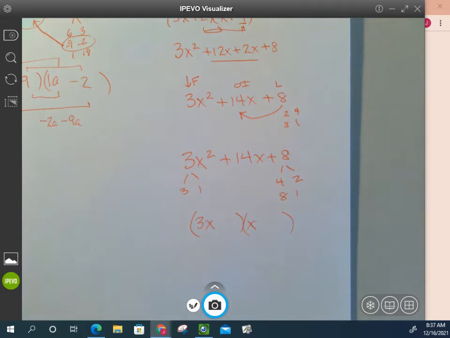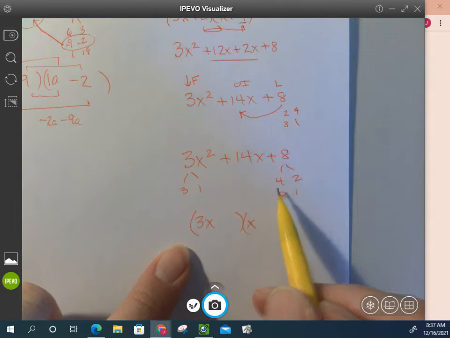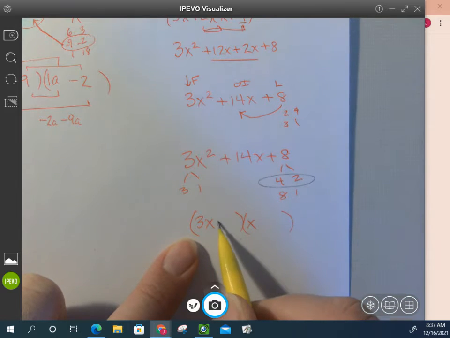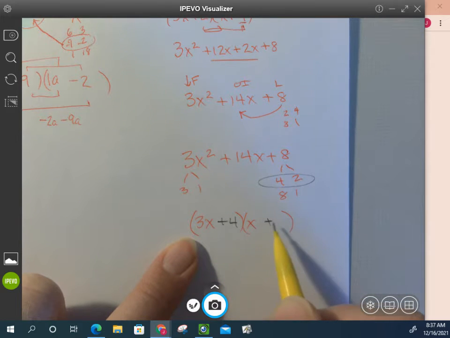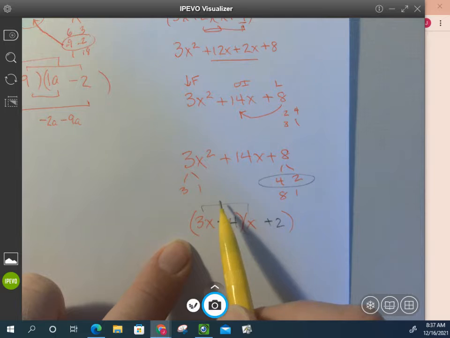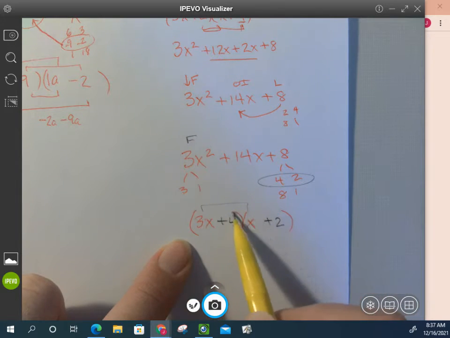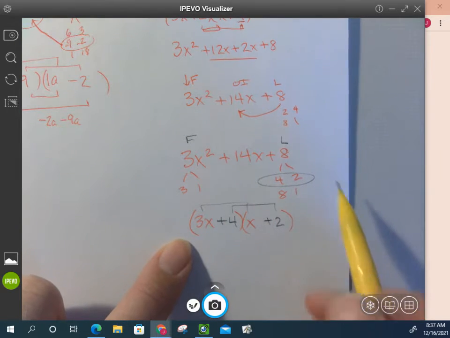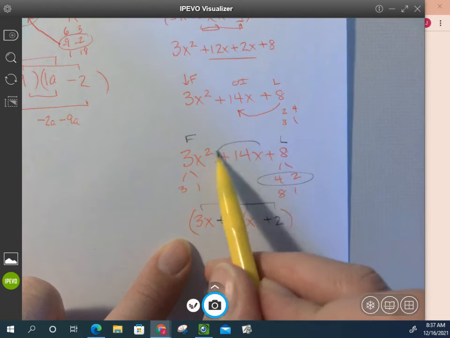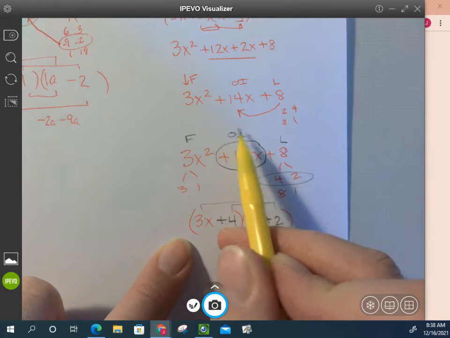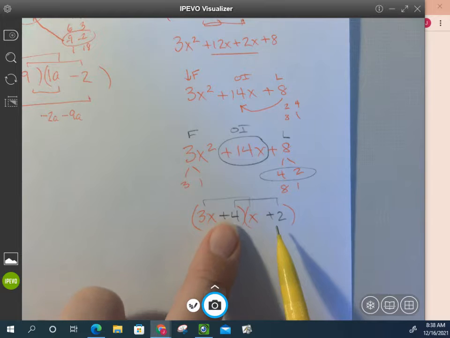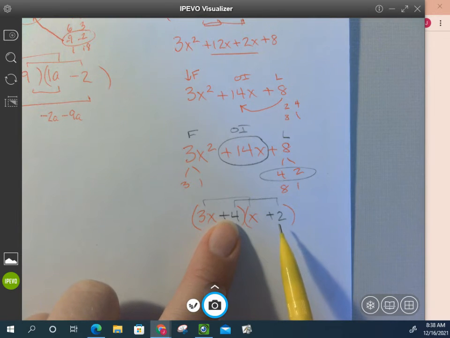So if you bear with this, let's say I put them in the order 4 and 2, a positive 4, a positive 2. The first works, I got it. The last is 8, I got it. But how do I know that I have the right outside and inside? It's literally called trial and error because I try a set of numbers. Is it the right combo?